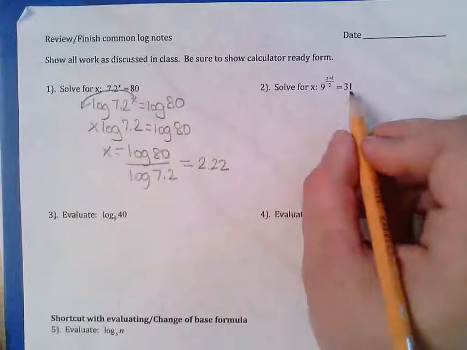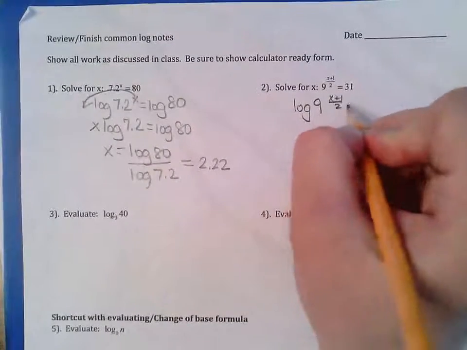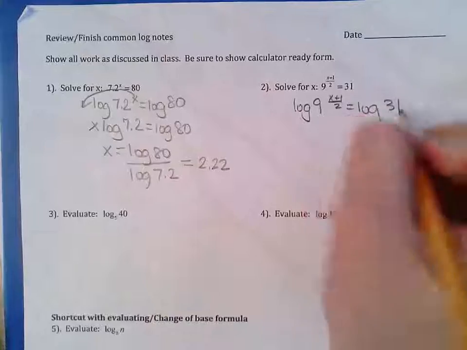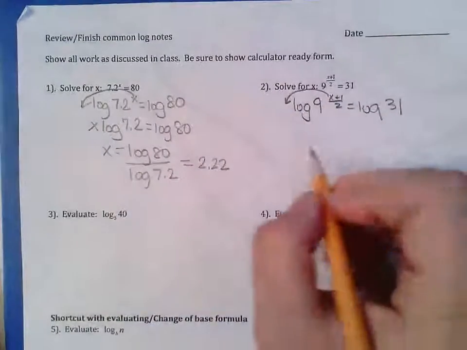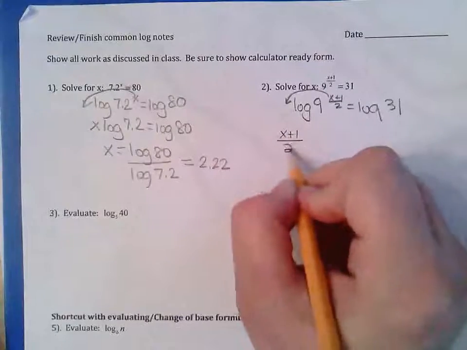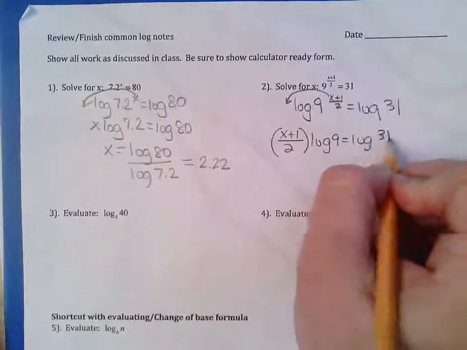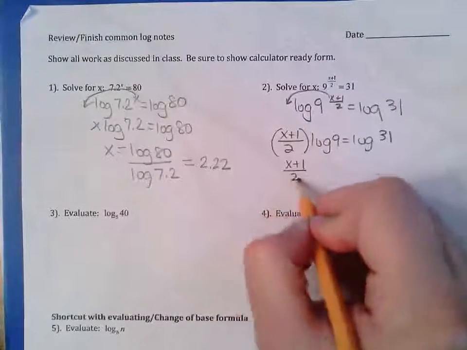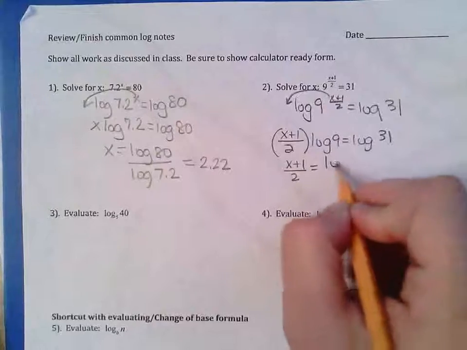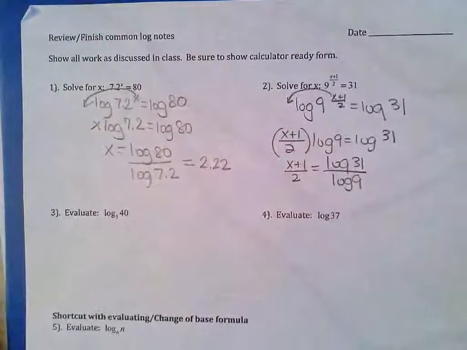I can't get 9 and 31 to be like bases, so I'm going to take the log of both sides. Then I'm going to take the exponent out of that exponent position and put it in front as a coefficient. And as you probably noticed yesterday, I like to do my division first. So I'm going to leave the x plus 1 divided by 2 and divide by log 9. And then I just have to figure out how to solve for x.